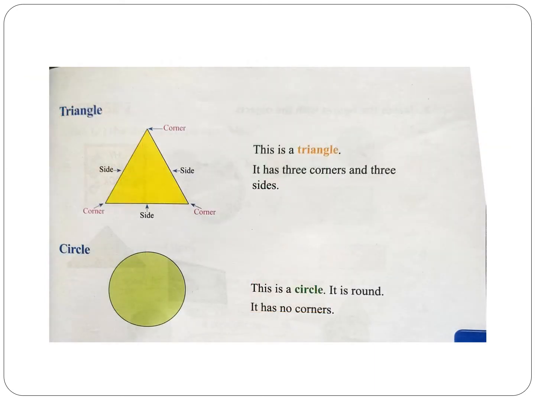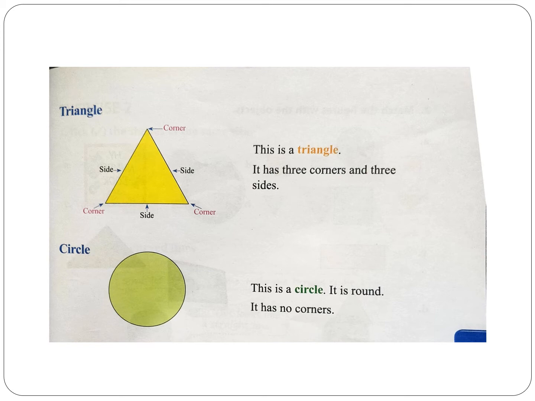Now, let's look at each figure one by one. The first one is a triangle. This is a triangle. It has three corners and three sides. Do you know what a corner is? The point where two sides meet or intersect is called a corner.